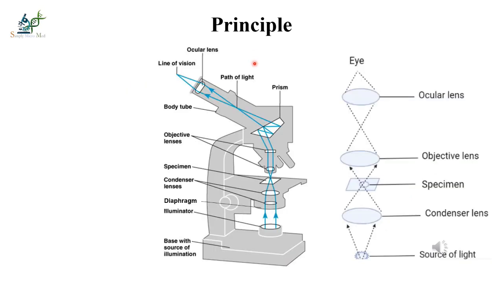So these are the parts of the compound microscope. This is the light source, and this is the condenser. In between the condenser and the light source, there is a diaphragm, and this is the specimen stage. We will keep the specimen on this microscope stage.